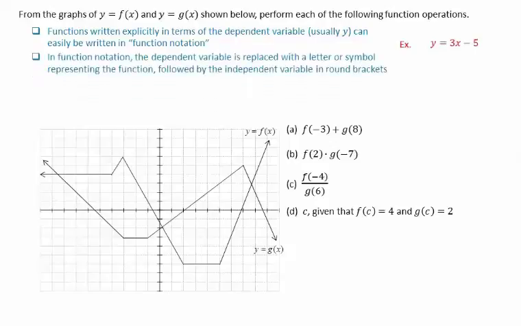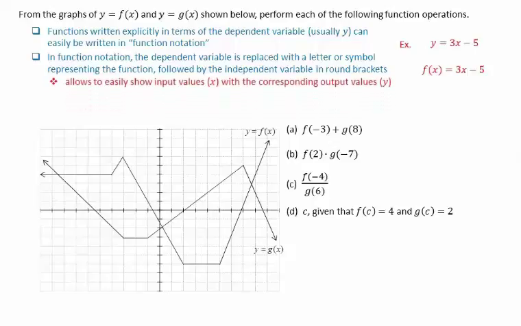For function notation, the dependent variable is replaced with a letter or symbol that represents the function, followed by the independent variable, typically x, in round brackets. An example here: instead of y equals 3x minus 5, we'd write f of x equals 3x minus 5. In this case, we're calling the function f.